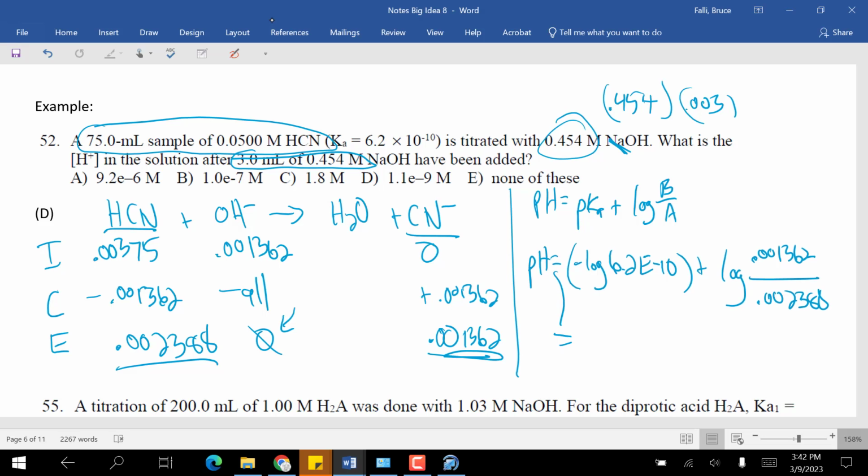Negative log 6.2 E negative 10, enter. I guess I'll chunk it into pieces. 9.208 plus log 0.001362 divided by 0.002388, close parentheses, and I get negative 0.242. Erase.